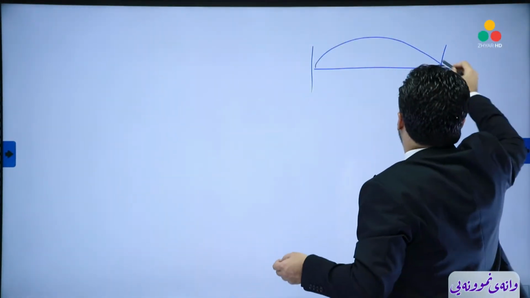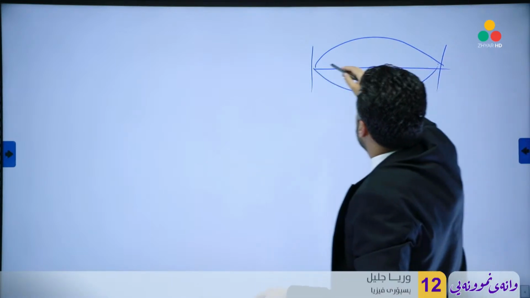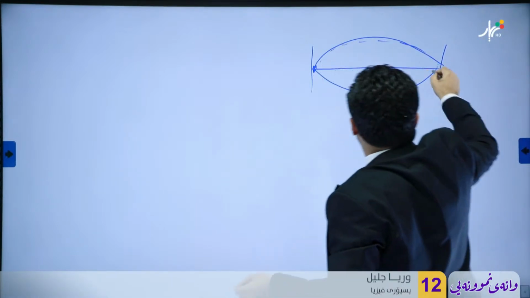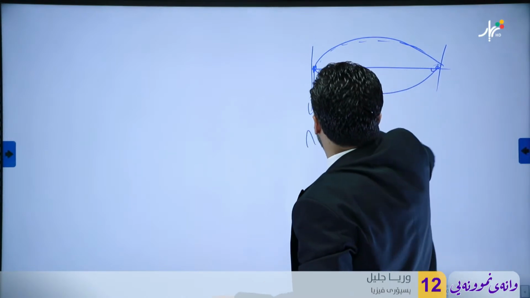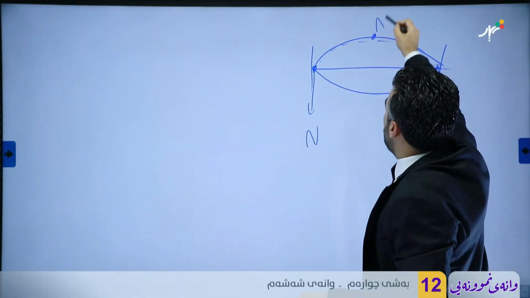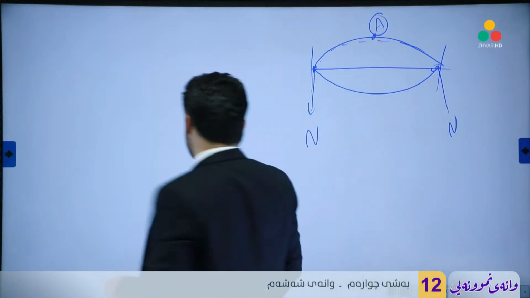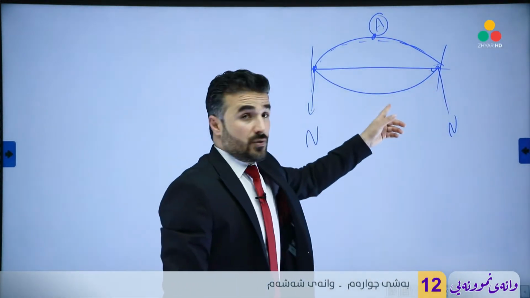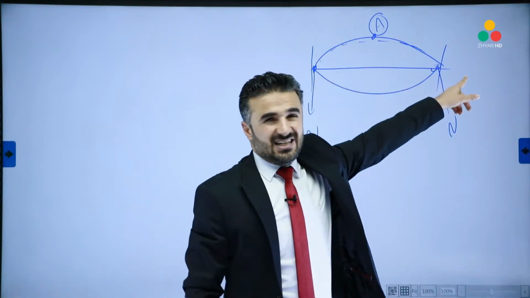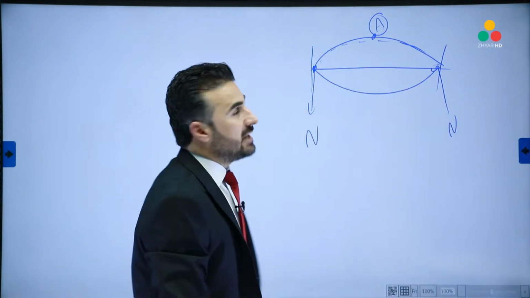So let's say there's a string here. These are the ends of the string, and what do we call these? We call them nodes. And this is a node as well. And this point here, we called it an antinode. And of course you do know that the distance from one node to another consecutive node was just half a wavelength.